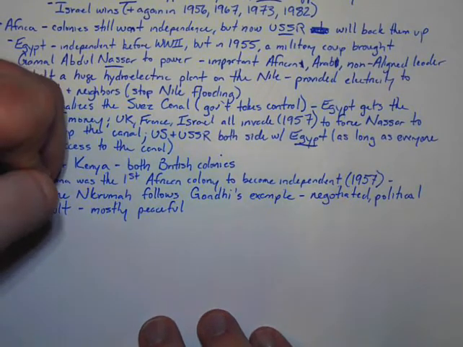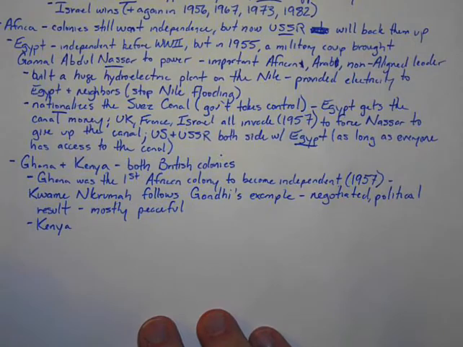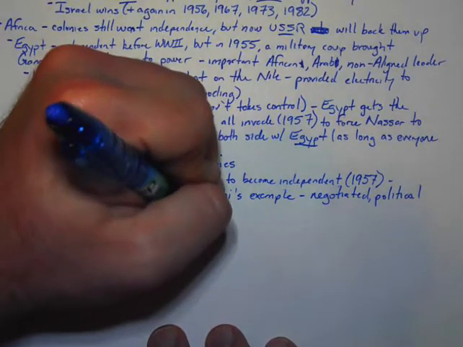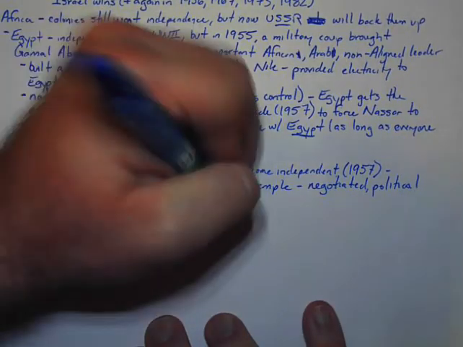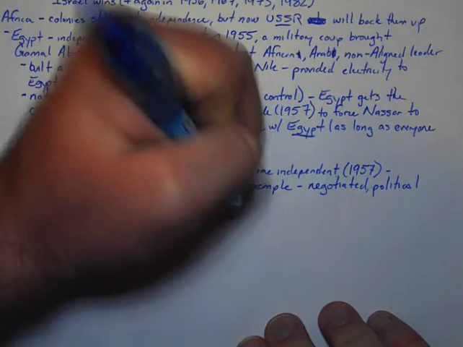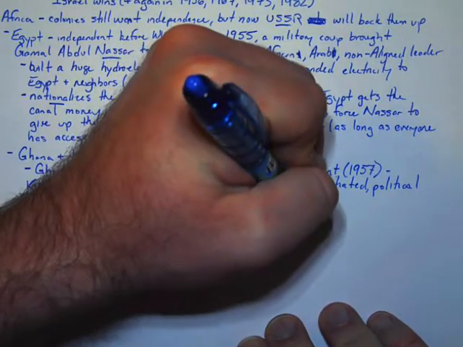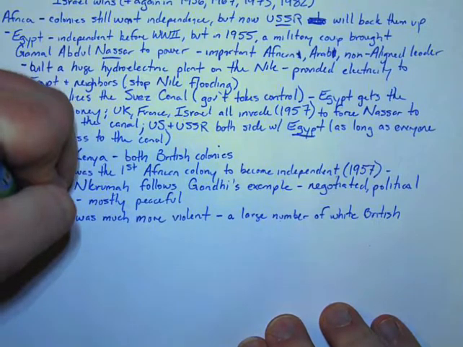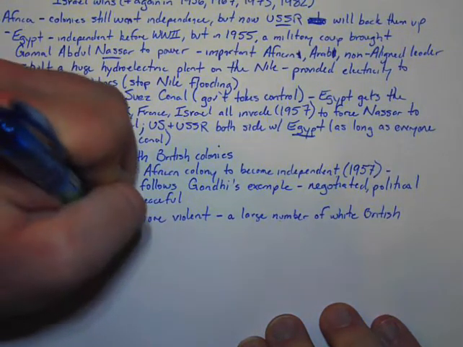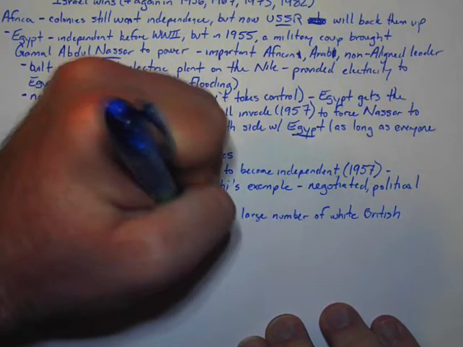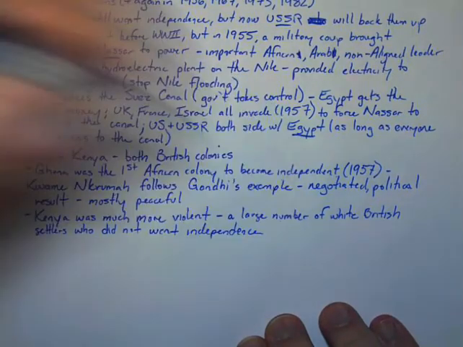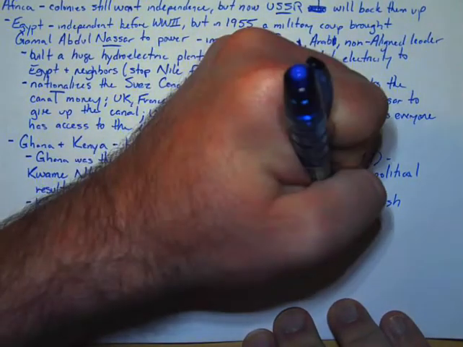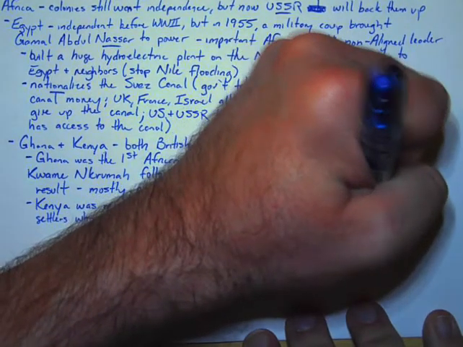On the other hand, Kenya was much more violent. And I think the big difference here is that in Kenya, there were a large number of white British settlers who did not want independence. And so we get a more violent war that eventually ends with Kenyan independence in 1963.